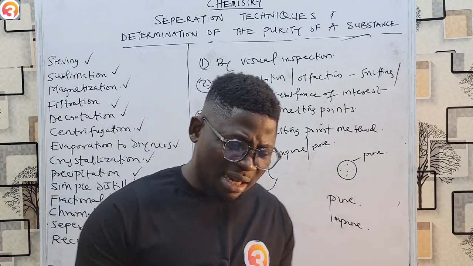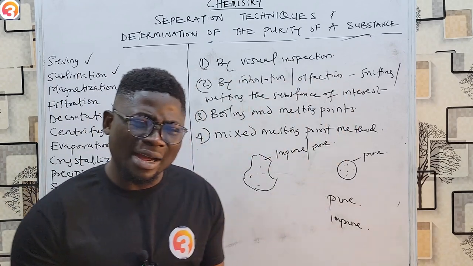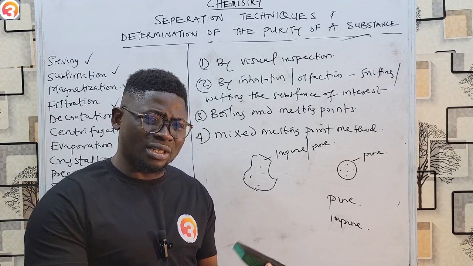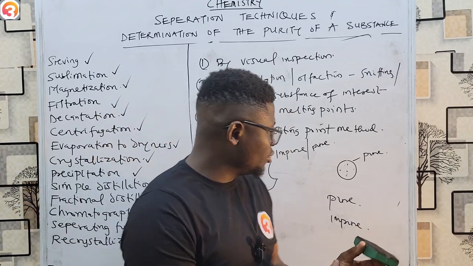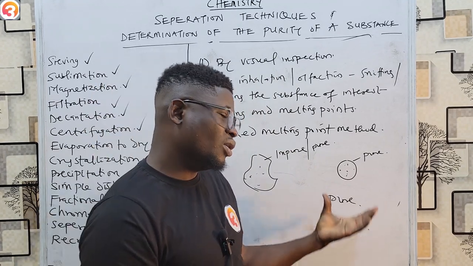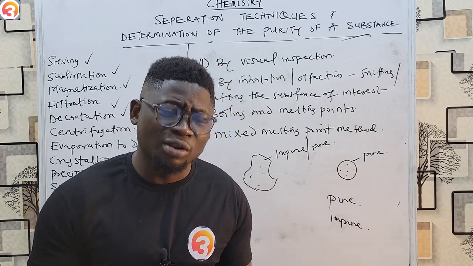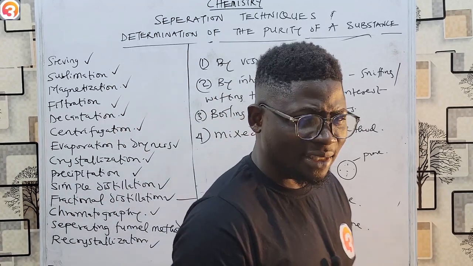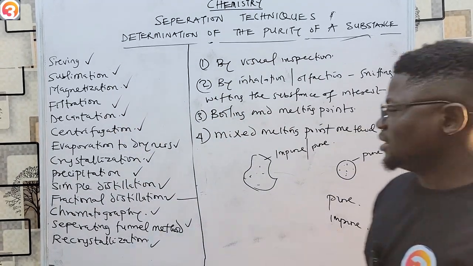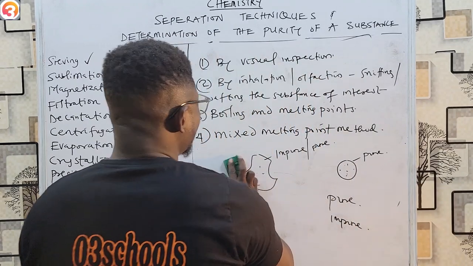You take a pure sample of the substance you want to determine the purity of and add it to the sample that you are not sure of whether it is pure or not. And then you use them to know whether it is pure or impure, whether they have a sharp melting and boiling point, or whether they boil or melt over a wide temperature range. So that is it for the mixed melting point method.